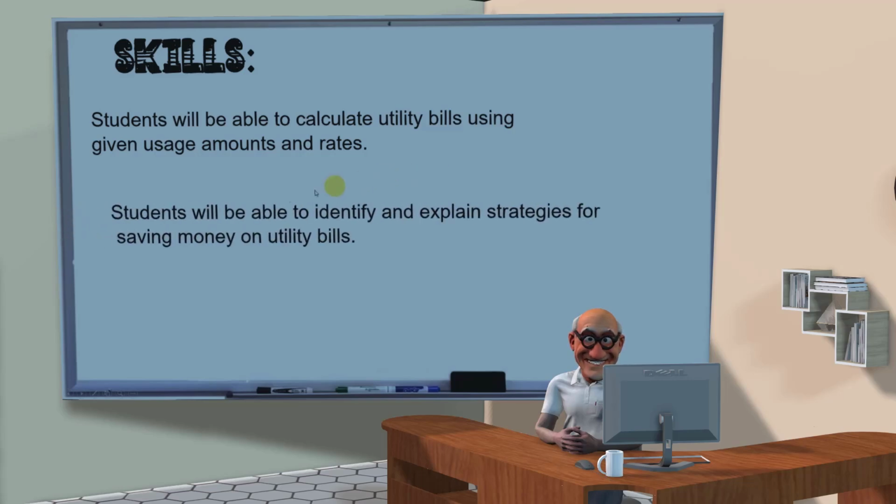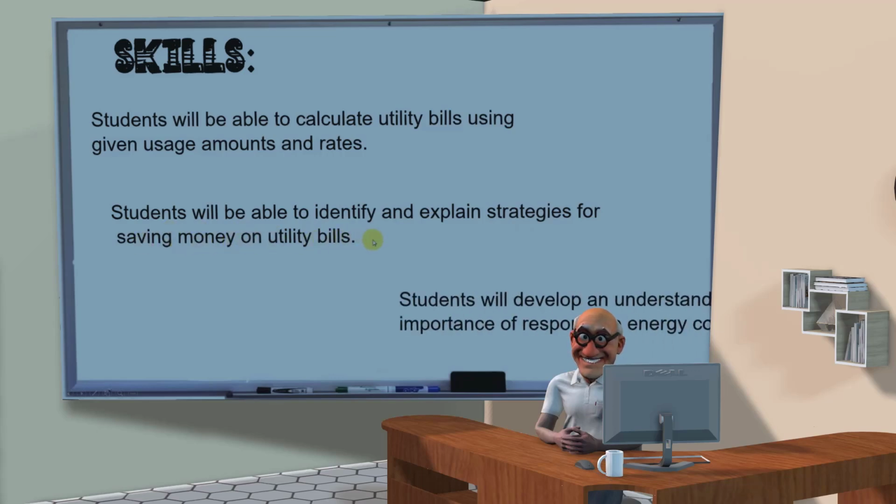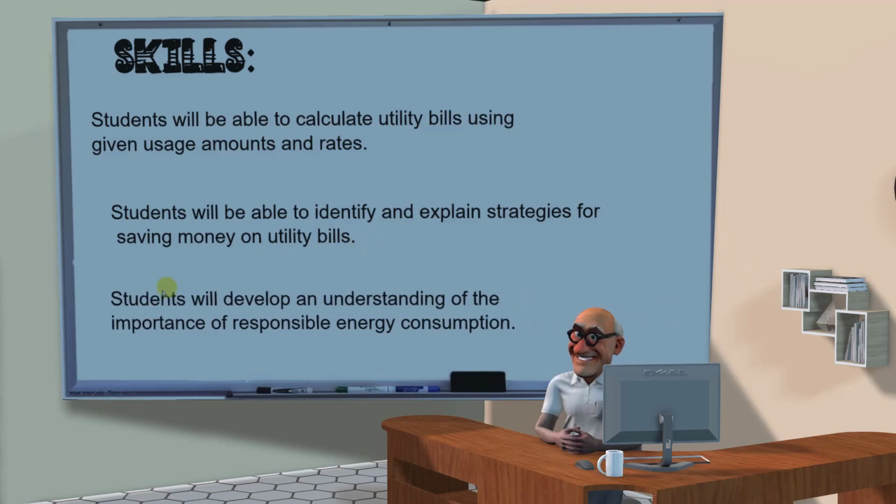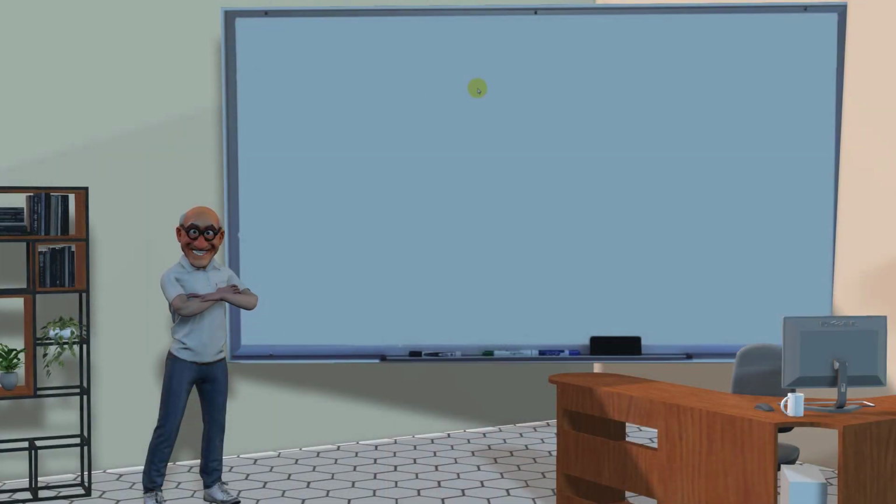The next point is you'll be able to identify the strategies for saving money on utility bills. Wow, who knew you could save money on a utility bill? But yes, you can. Also, you'll develop an understanding of the importance of responsible energy consumption, and that is to save energy as much as you possibly can. Same as to save water, right? Things like that are all small things, but we'll look into it during the lesson. Good, okie dokie. We are making some progress over here. Let's have a look.